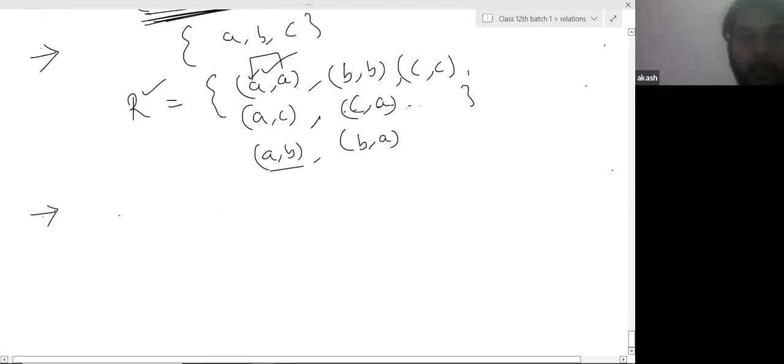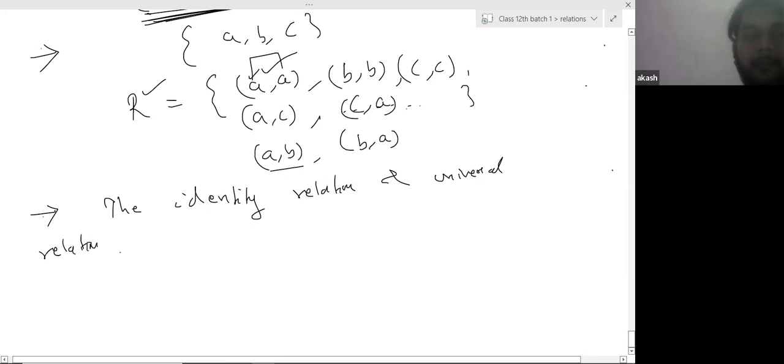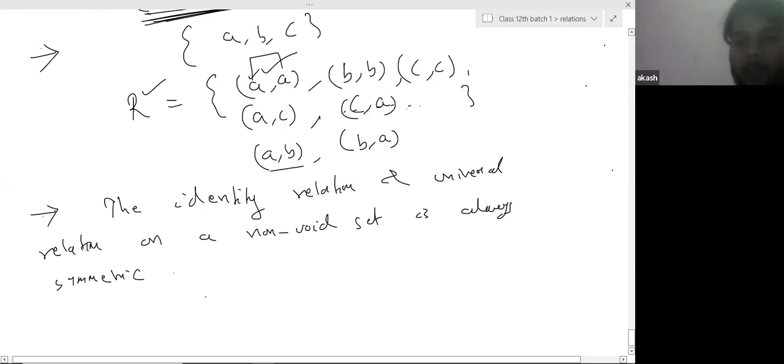One simple note to add: the identity relation and universal relation on a non-void set is always symmetric, right? How?